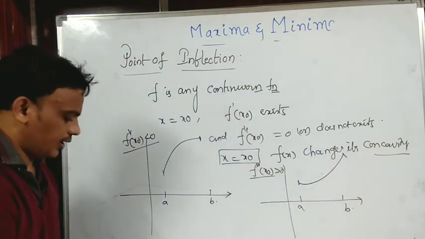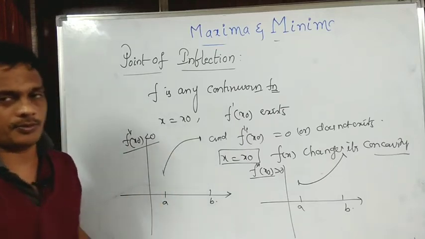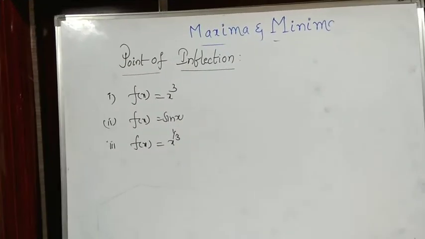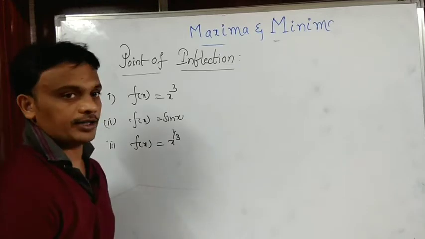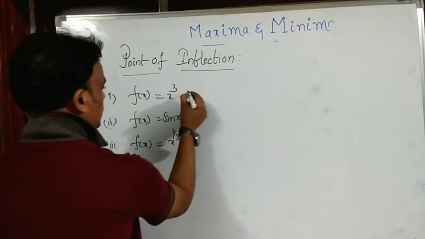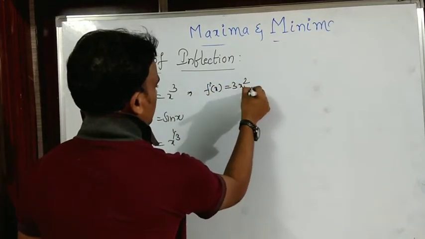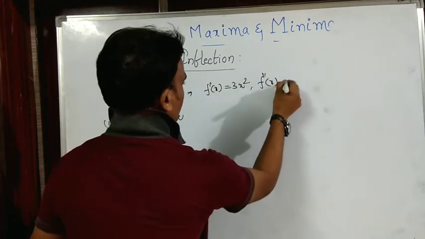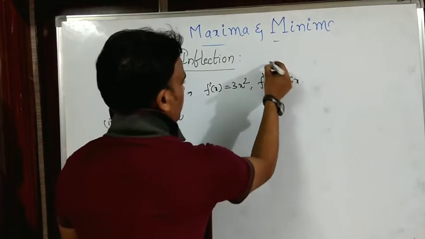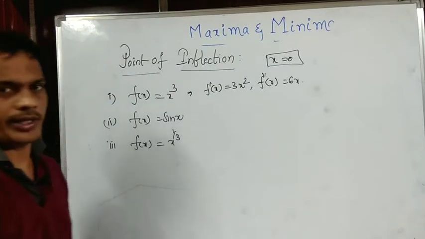So let us discuss some examples about the points of inflection by taking some problems. Students, make a note. Let us see some problems. Find the points of inflection for the curve f of x is equal to x cube. f dash of x is equal to 3x square. f double dash of x is equal to 6x. f double dash of x is equal to 0 at x is equal to 0. Am I right or not?